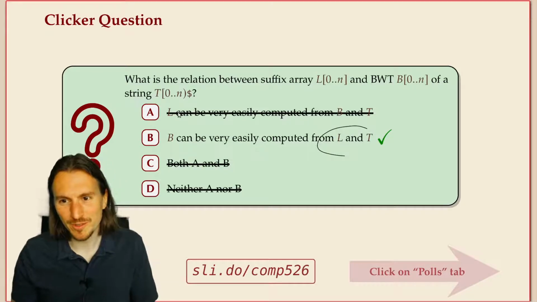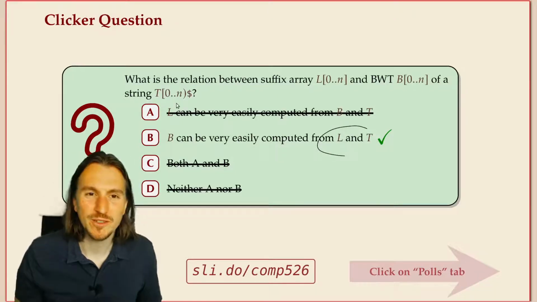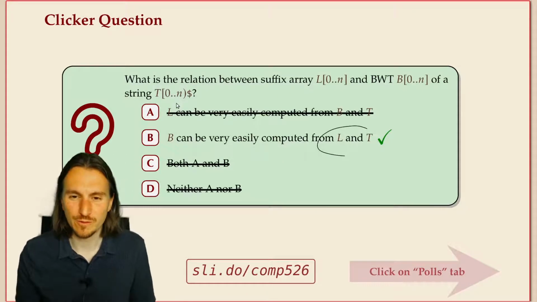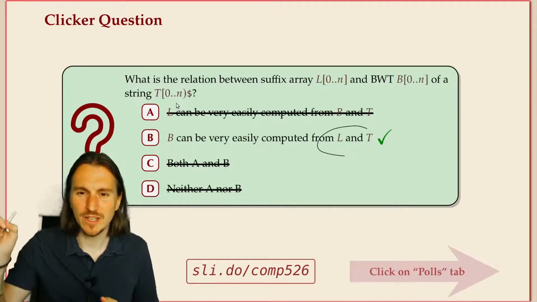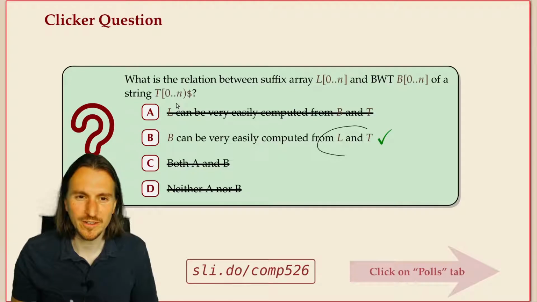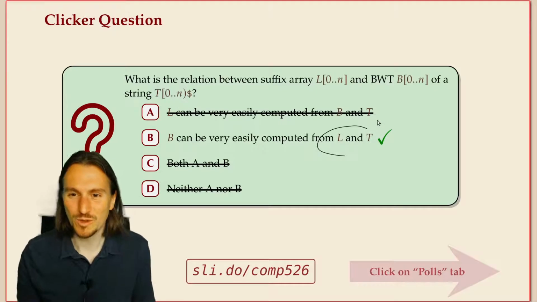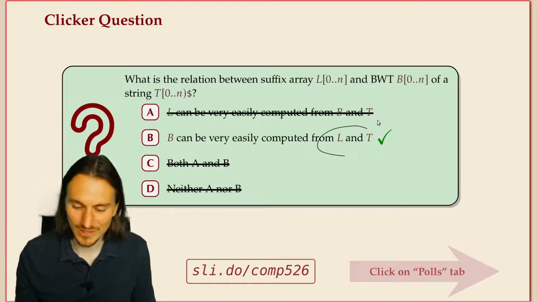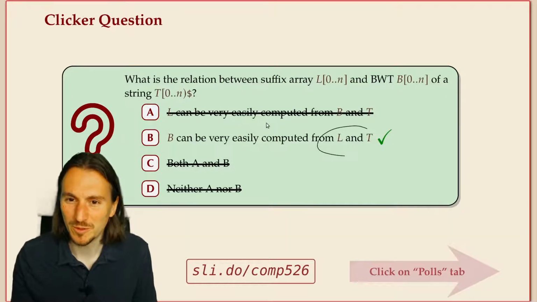The other direction is always possible because you have the text. But computing L from B is more challenging, because the BWT loses the information about where the text started. It only keeps the last column character, and that alone doesn't make it very obvious how to compute it. There are more sophisticated methods with a little bit of insight that make this possible, but it's not easily possible.